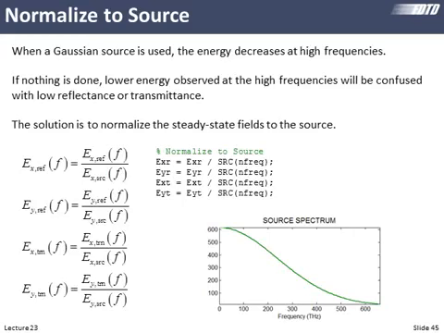This is a good point to normalize to the source. Remember, the source spectrum rolls off with frequency. That will artificially make our reflection and transmissions roll off with frequency. That's not a real thing. So we divide by the source, and that makes it look like the source has unit amplitude for all frequencies.